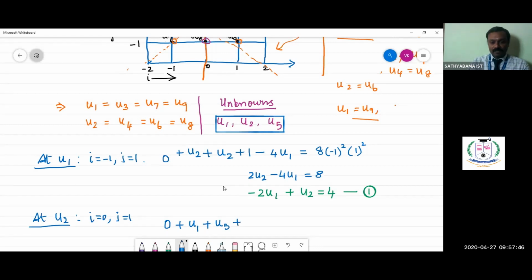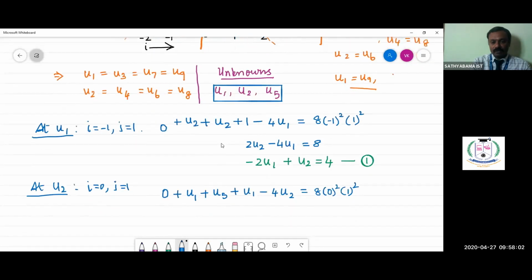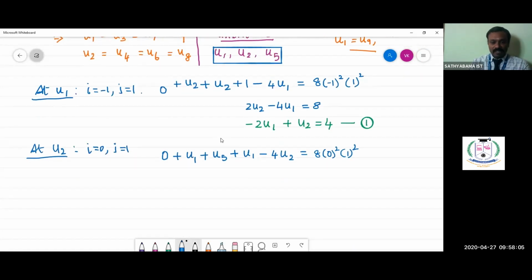The value to the left is u1, minus 4 times the value at the mesh point, that is u2, is equal to 8 into 0 squared into 1 squared, because i is 0 and j is 1 at u2. On simplifying this, we have 2u1 minus 4u2 plus u5 is equal to 0. Call it equation 2.